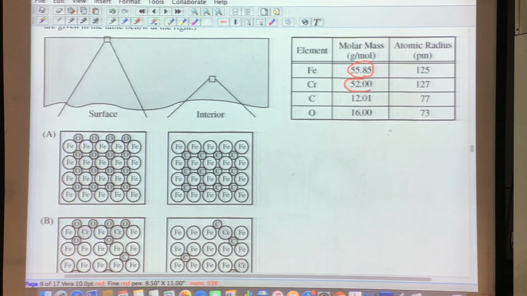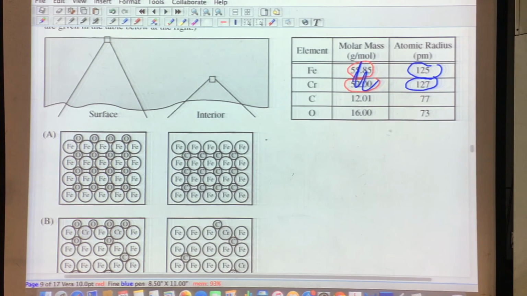Cool. Approximately the same molar mass. That's not the key on it. I mean to circle those, okay? They have approximately the same atomic radius. That's the key, not these guys. So when you put them in, this is going to be called a substitutional alloy, because chromium can take the place of where iron is.